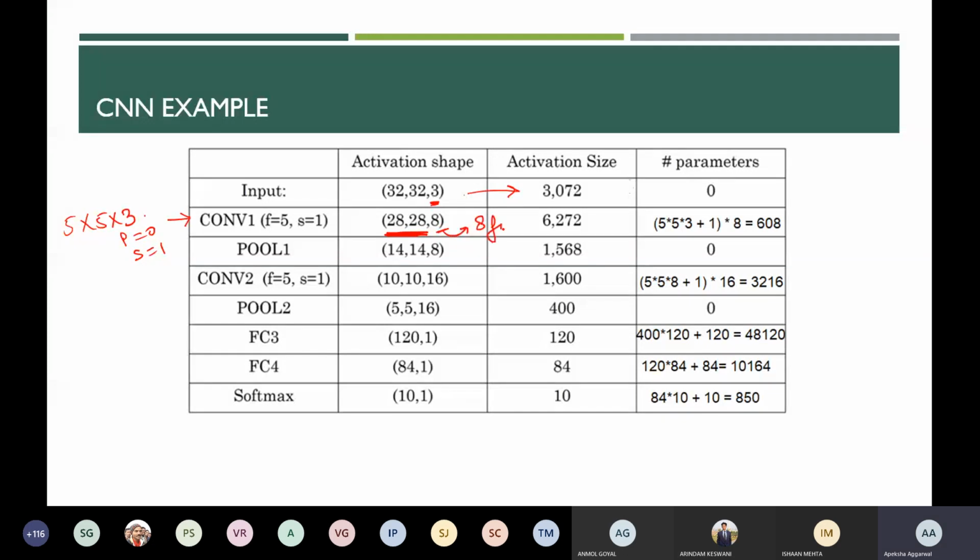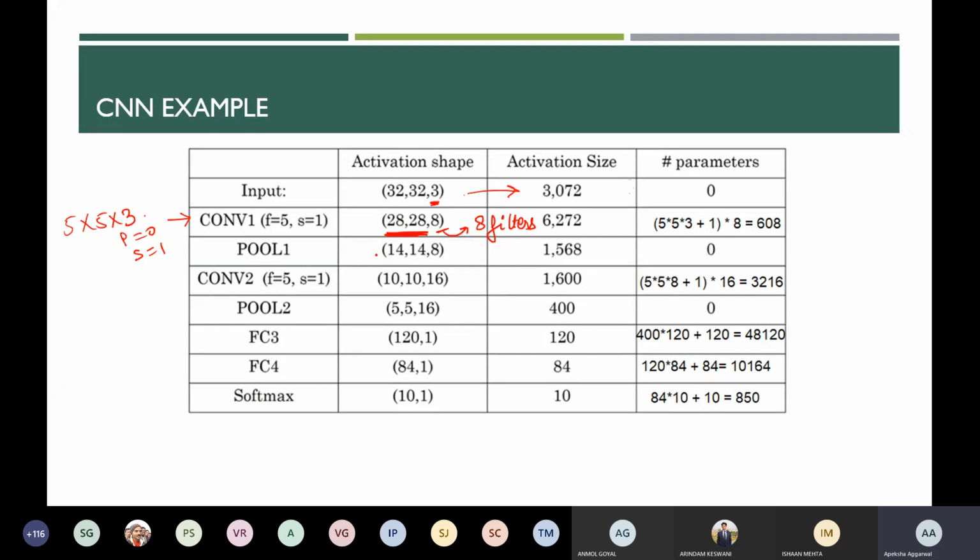For the first filter, I will get a 28 cross 28. For the second filter, I'll again get a 28 cross 28 image. So if I have 8 filters, I'll get a 28 cross 28 cross 8 size cube. This process keeps on repeating.